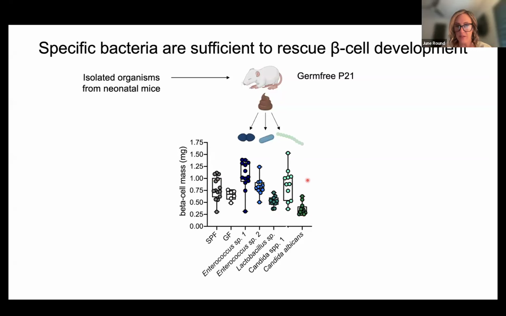So we found this very surprising, that Candida albicans was not able to influence beta cell mass, but this particular Candida species, which is closely related to Candida albicans, was. So this suggests that there are specific bacteria as well as fungal organisms that are important during this very narrow window of developmental time that can positively influence beta cell mass.